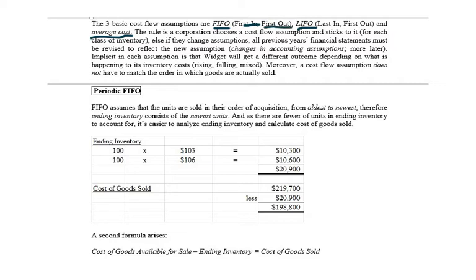So you're selling in order of acquisition. Last in, first out, you're selling in reverse order of acquisition, so from your newest units to your oldest units. And then, of course, average cost is just saying, well, we're selling stuff willy-nilly, just like 1 unit here, 1 unit there, so we're really not interested in where they're coming from exactly. So we're just going to average everything out.